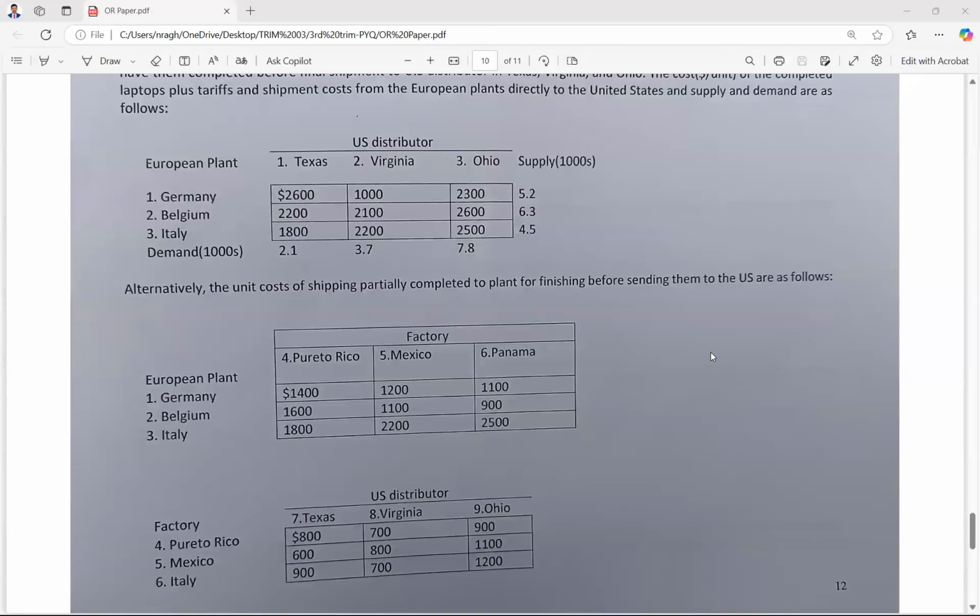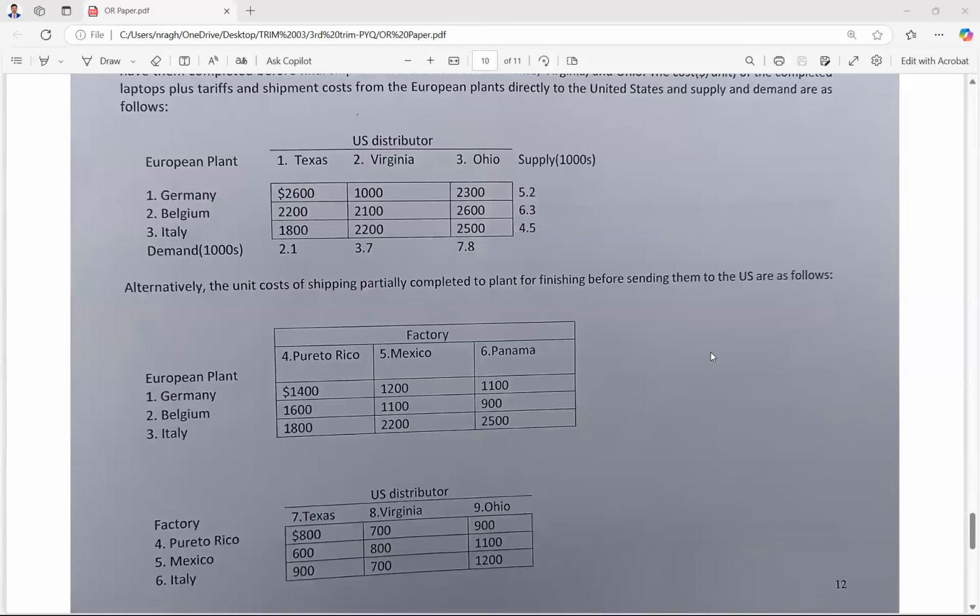So briefly, the question is: goods are there in Europe. They have to go to US. These are the costs when you are directly sending from Europe to US. These are the costs if you are using South America as an intermediate node. Now tell me, formulate a proposal so that the cheapest cost is achieved. I want to send the goods, and this is the supply.